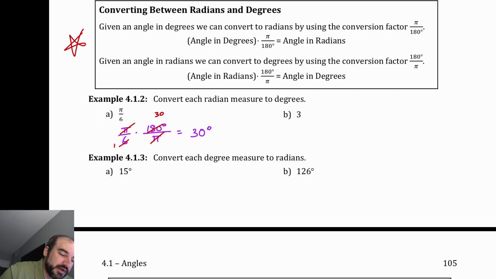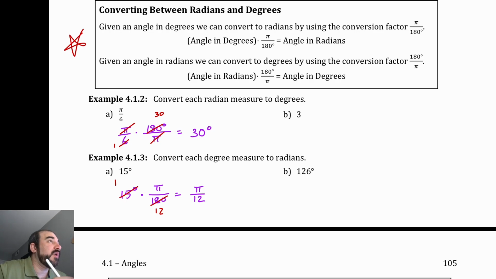And then if we're trying to convert from degrees to radians, we multiply by pi over 180. So we're going to take 15 degrees multiplied by pi over 180, which probably reduces, right? 15 goes into 180 how many times? 12 times, which tells me that this is pi over 12.